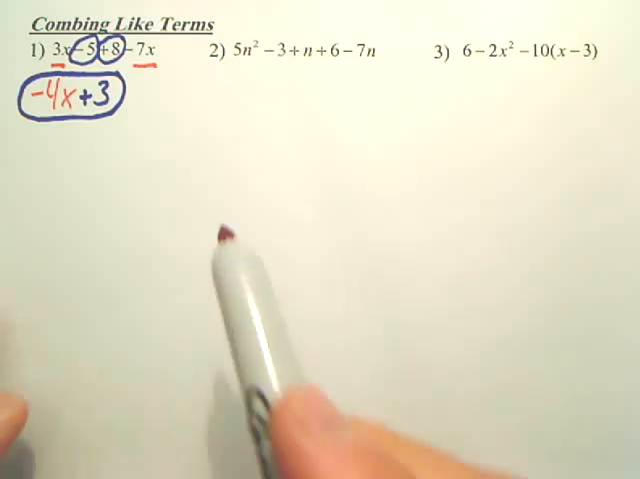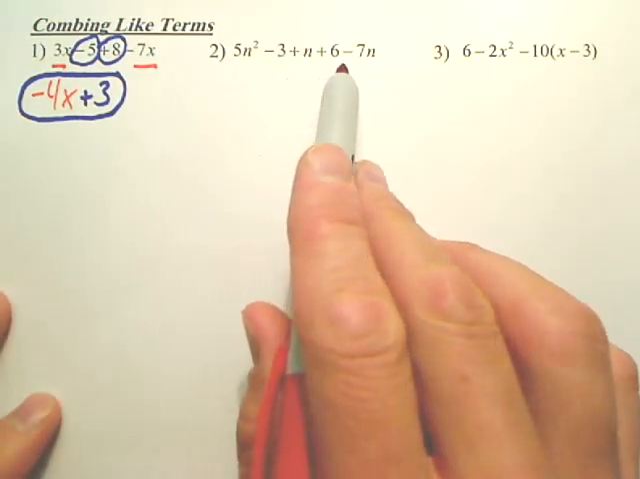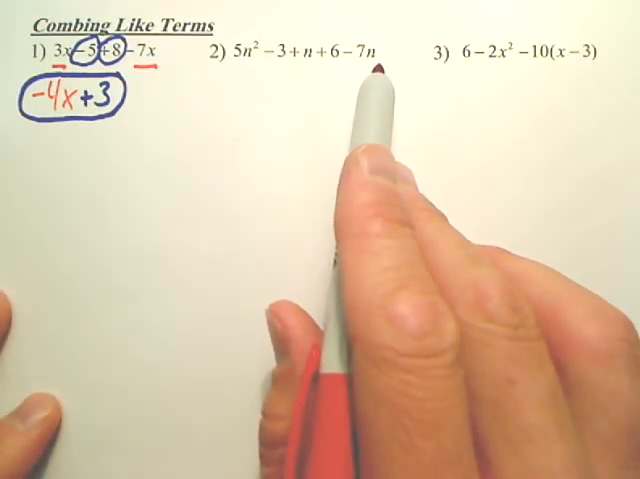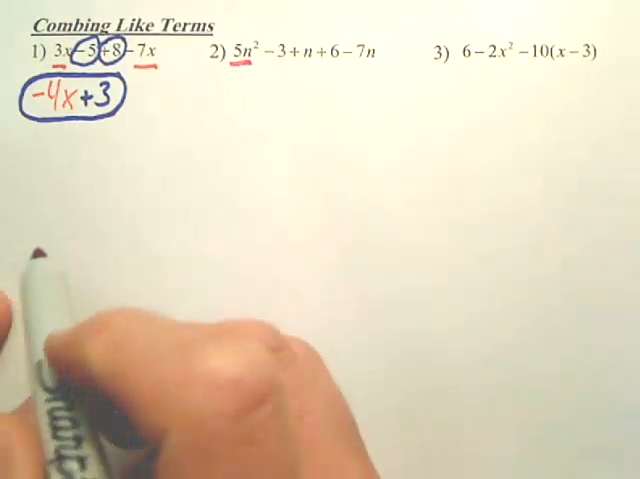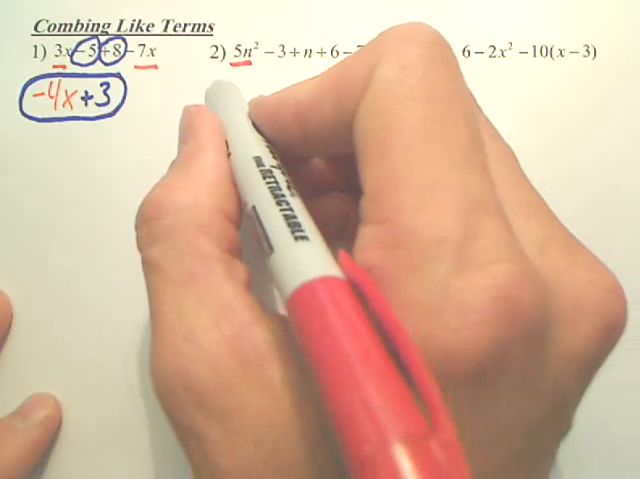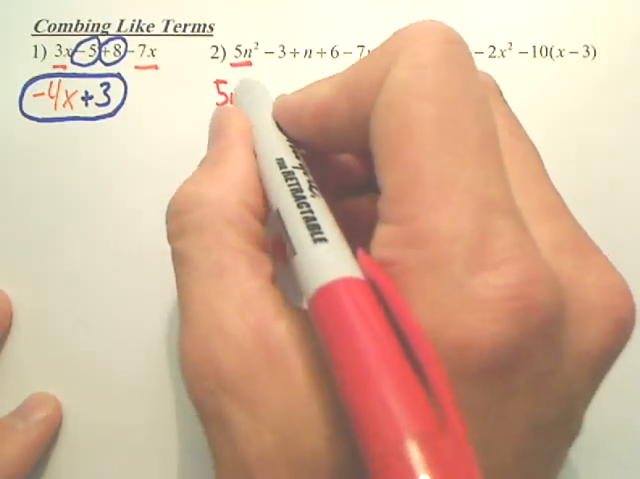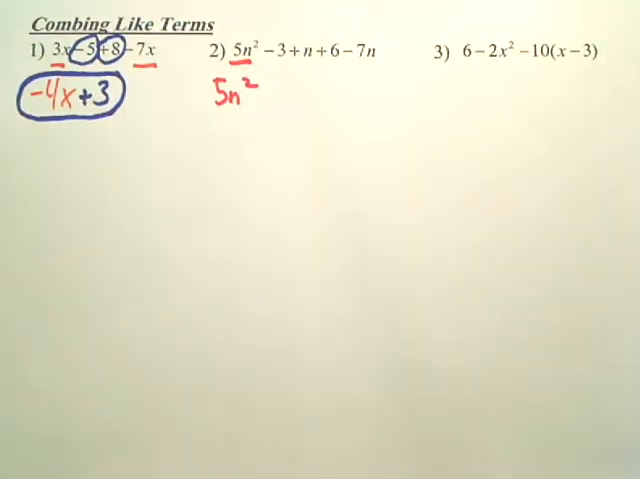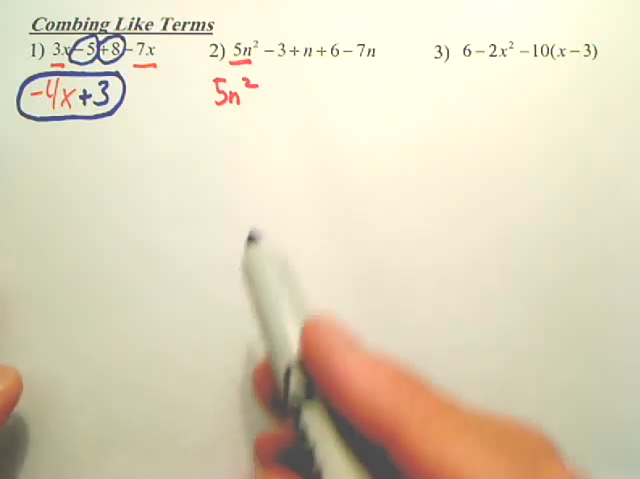Next, look at all of these and look for the term with the highest power. Does anything else have something with that power to combine with? That's all by itself, so we just rewrite it. Nothing to combine with. Now, look for the next highest term.